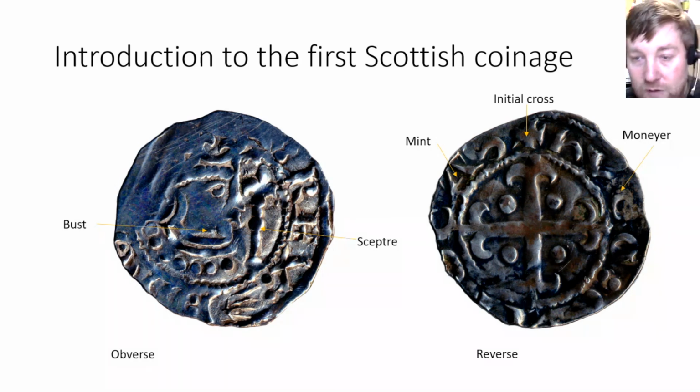On the reverse, we normally have the reverse design of the coin, which can feature numerous different types, and I'll show you those examples later on. The legend on the reverse features the name of the moneyer and the mint, and always starts with an initial cross, which is generally placed at round about 12 o'clock. Of course, these layouts do change with the various types and periods of Scottish coins that we are looking at.